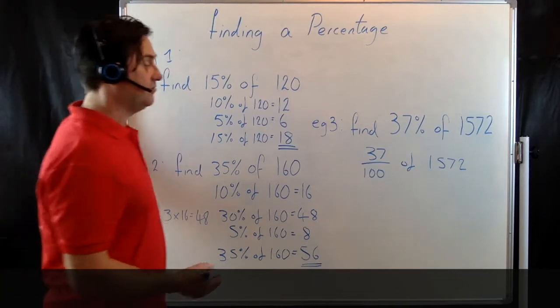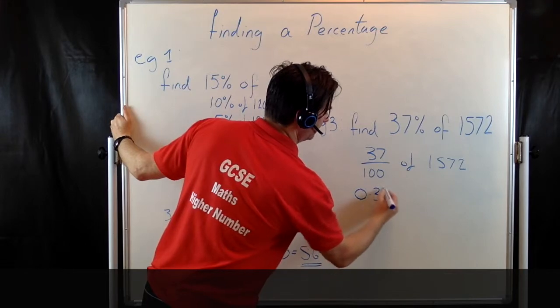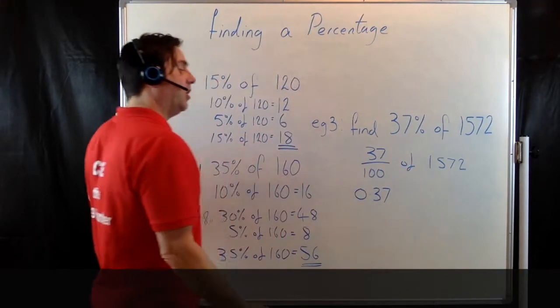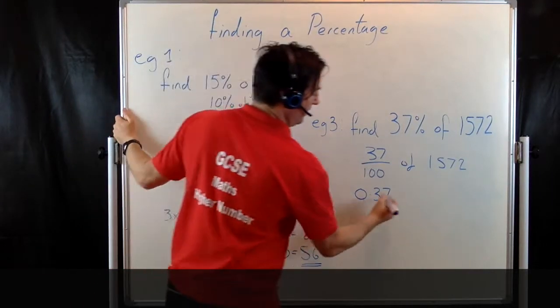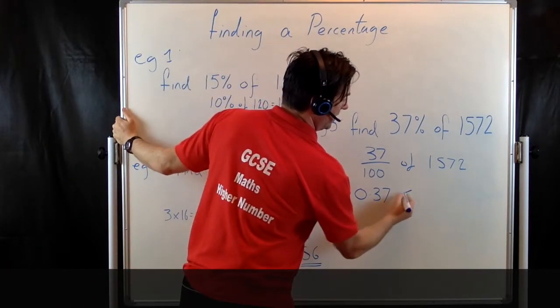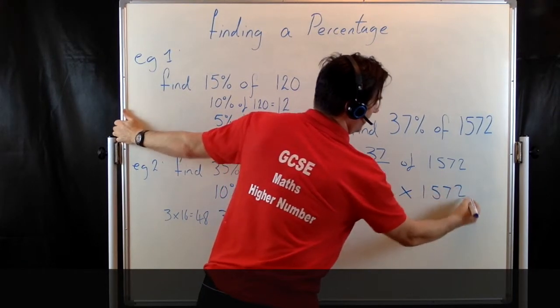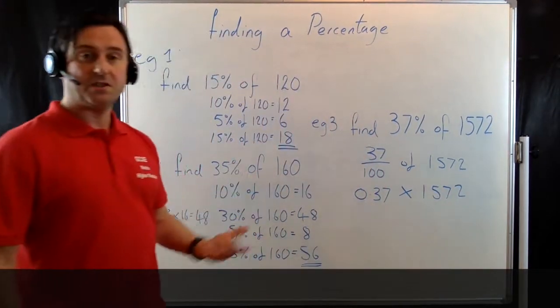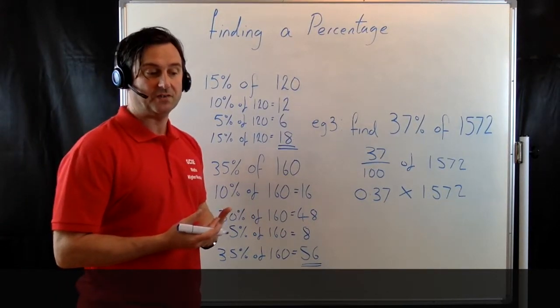Now, what I can do now is I can turn this fraction into a decimal. 37 divided by 100 gives me 0.37. It's easier to put this in the calculator. And in maths, of always means times. So instead of having the of there, I can do 0.37 times 1572. And once I type this in on the calculator, that's then going to give me my final answer.